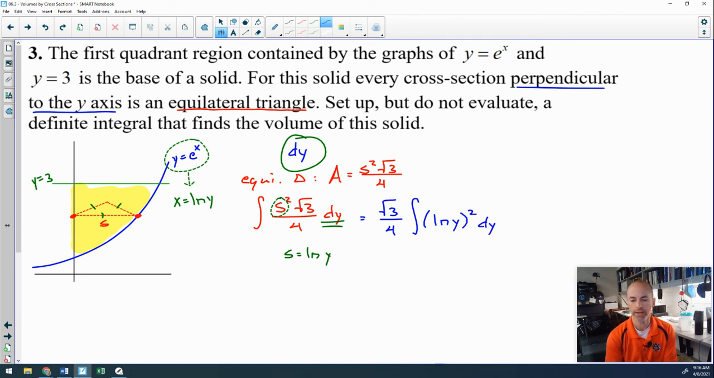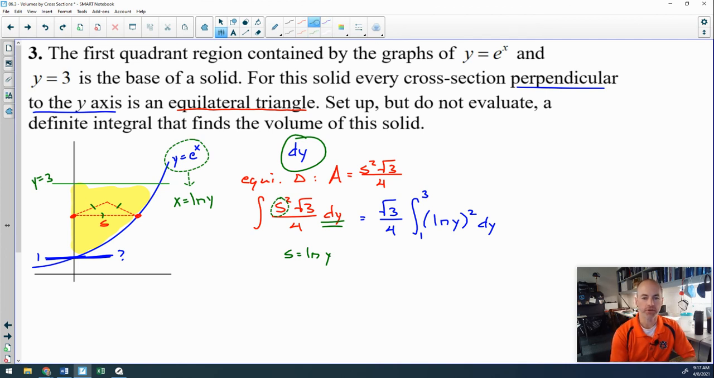This is dy. And now for the limits of integration, I need the y coordinates that determine the beginning and ending of the region. So now I'm looking across the y-axis, and I'm starting right here. That one's not explicitly given to us. The upper one is. And for this one, if we're talking about e to the x, you should know that e to the x crosses the y-axis at 1. And so there is your integral that would find the volume of this.